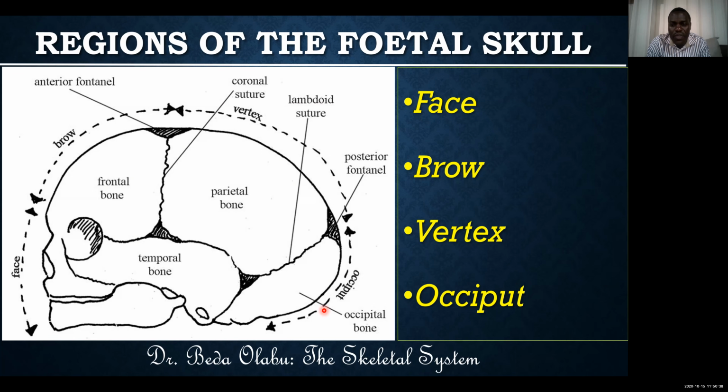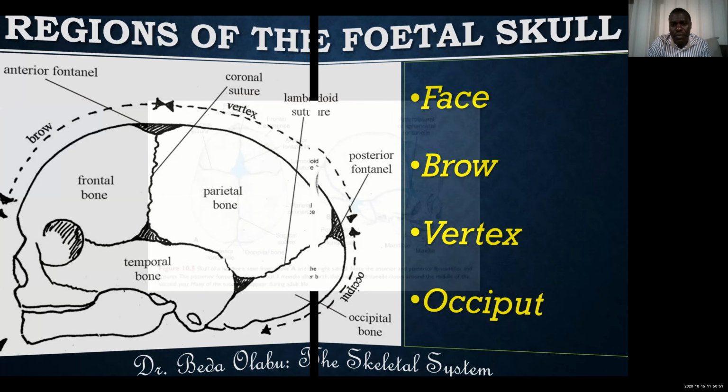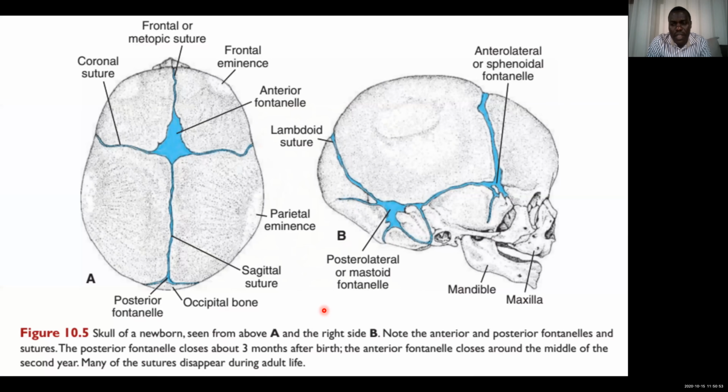Brow might be difficult, face will not deliver vaginally unless you change the orientation of the fetal head. And so it's very important that you know how the baby is coming. Let's talk about some unique features of the fetal skull, especially compared to the adult skull. And I want you to think through this first before I give you the answers.